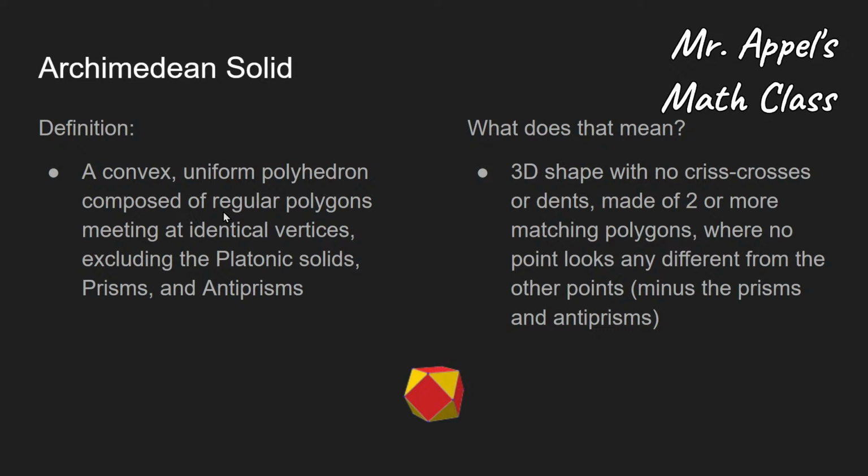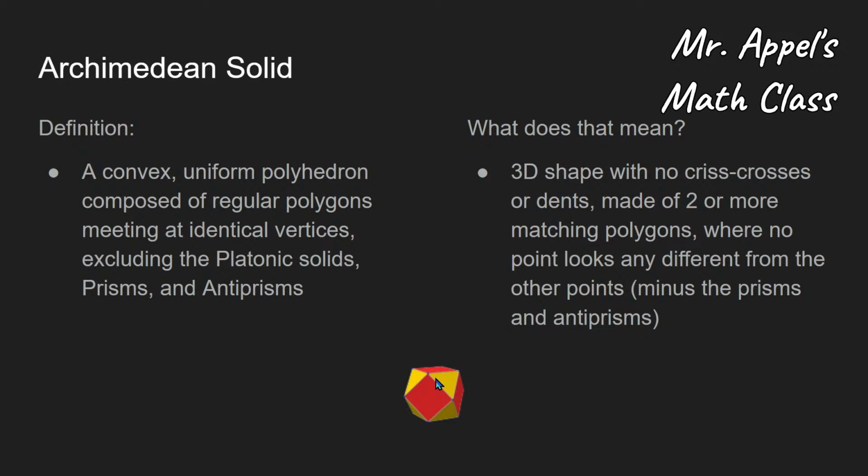What does all this mean? If you had to explain it to a 5-year-old, here's the simple version. 3D shape, no crisscrosses or dents, made out of 2 or more matching polygons where no point looks any different from the other points, okay? And minus the prisms and antiprisms. No point looks any different from the other point.